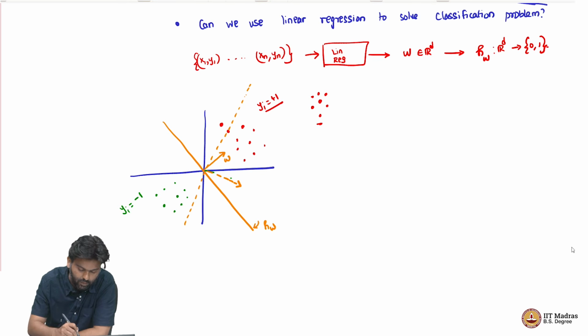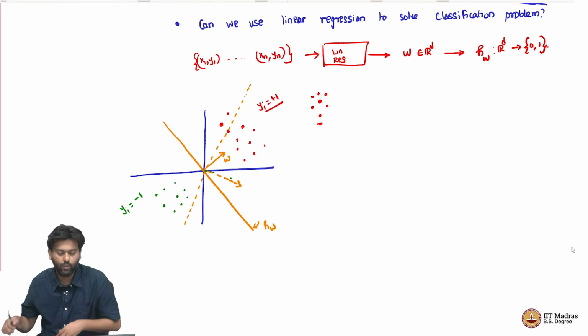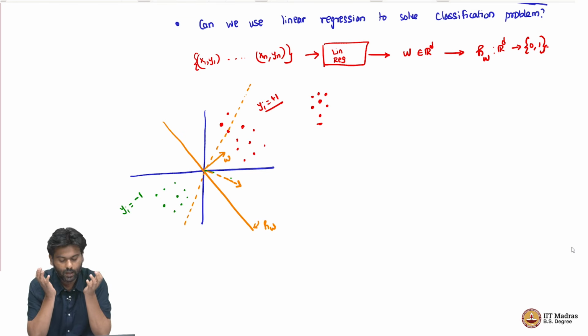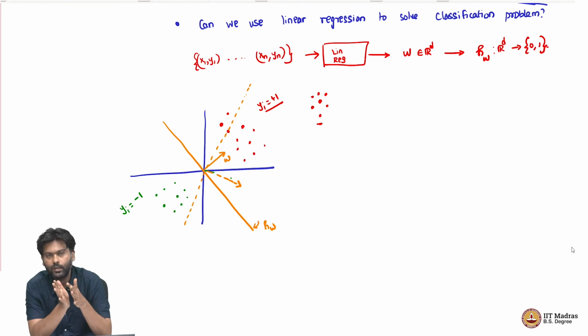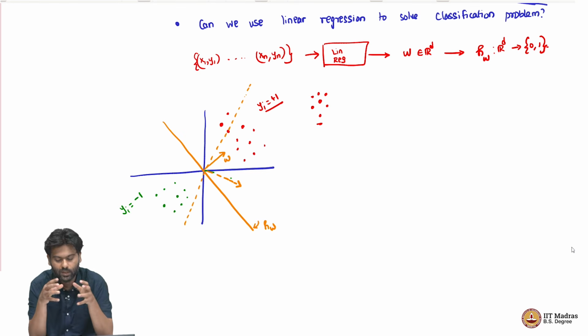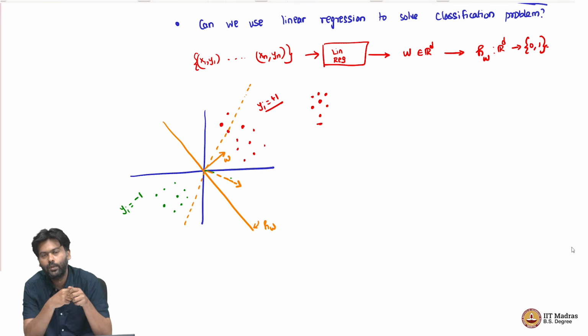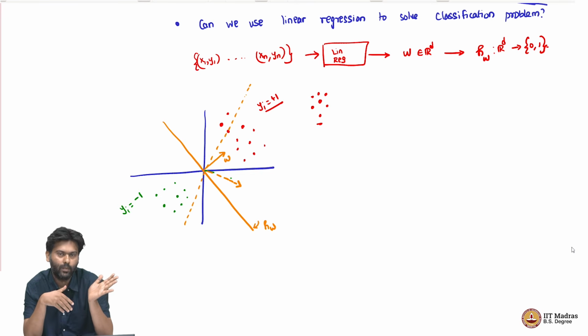Now let us say you had some points here as well. Now what is happening is that your W gets tilted back and forth just because there are these points which are far apart from the line, from the separator. From a classification point of view, it does not really matter if my point is far apart from the line, as long as it is on the correct side of the line.